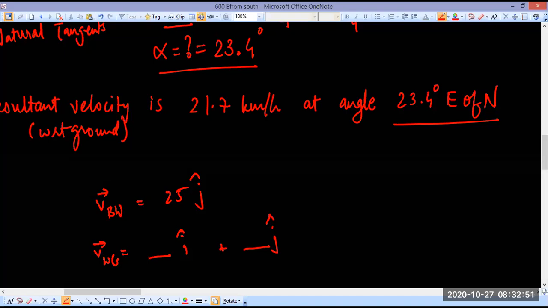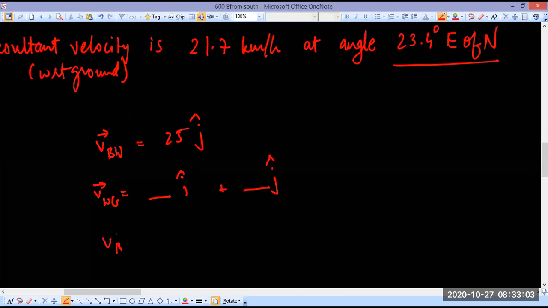Yes, Raj. Okay, looks like you have done it like that. Then you just add them, right? After you add, you get VBG, right? You get VBG is VBW plus VWG, right? Then again the I caret J caret form will come. Then take the magnitude, and if you want you can find the angle also. So that's it, right? So that's how you do it. Fine.